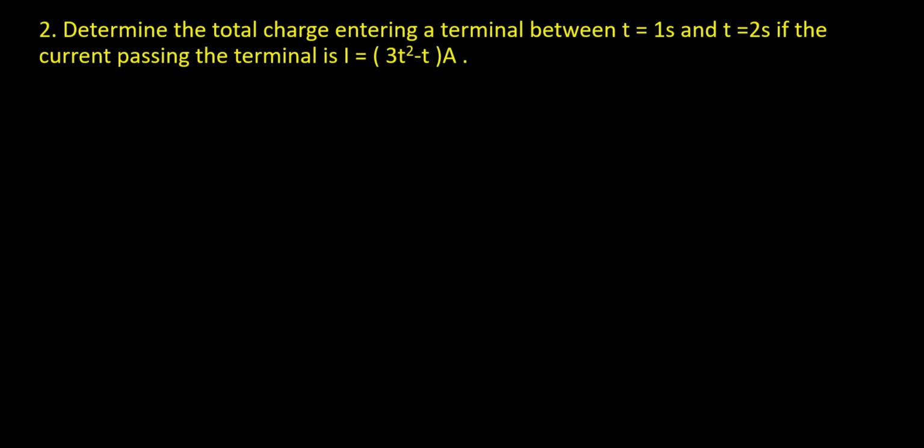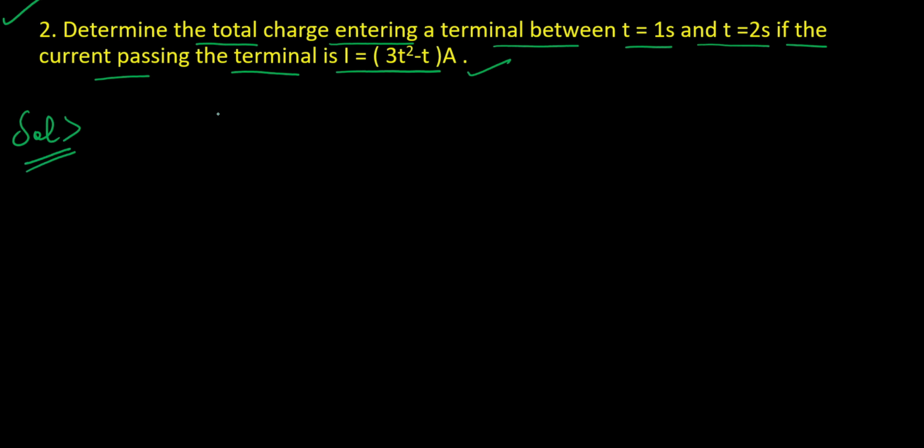Another problem. In the second question, it is given: determine the total charge entering a terminal between t = 1 second and t = 2 seconds if the current passing through the terminal is I = 3t² − t amperes. We know very clearly that Q is equal to the integration of I dt. So the integration of current is your charge.